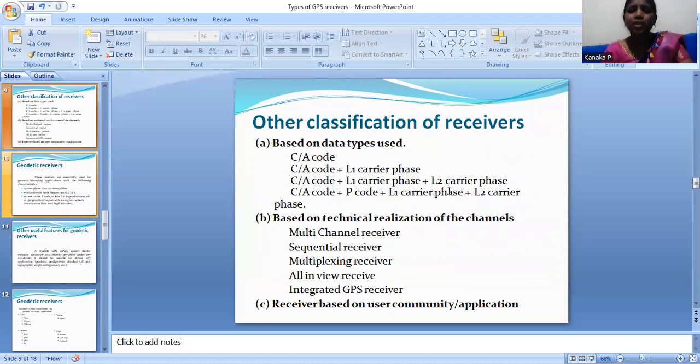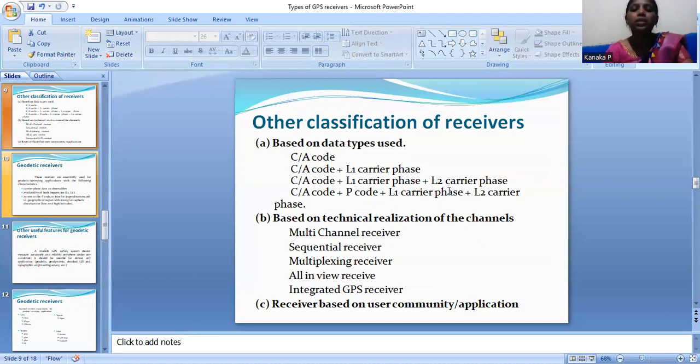So first one is based on data type. Data means coding. So C/A code, or C/A code plus L1 carrier phase. Next one is C/A code plus L1 carrier phase plus L2 carrier phase. Next one is C/A code plus P code plus L1 carrier phase and L2 carrier phase.